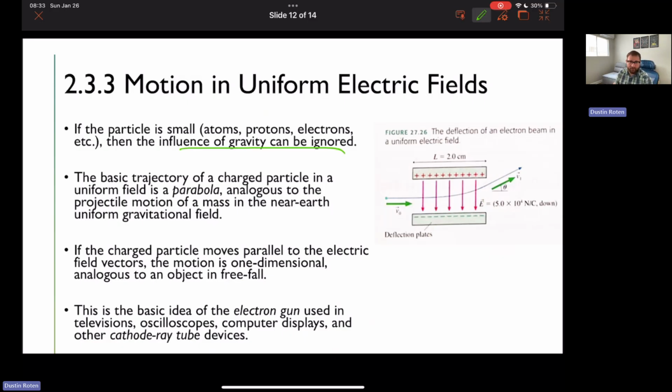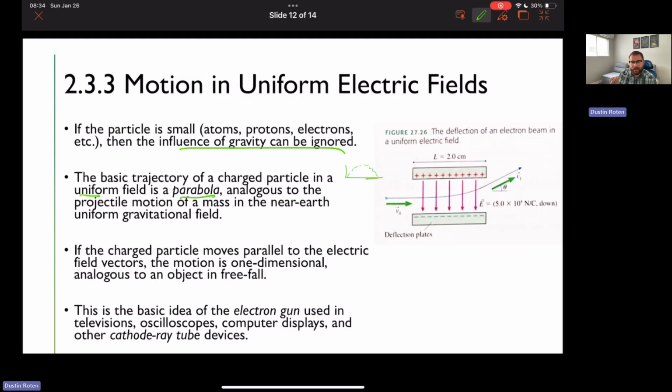So the basic trajectory of this charged particle, or any charged particle in a uniform electric field, is a parabola, just like free fall. Remember, free fall was always a parabolic shape. Same thing here. So if the charged particle moves parallel to the electric field vectors, the motion is one-dimensional, just like in free fall. And if it moves perpendicular, you start getting some other features, just like in projectile motion.